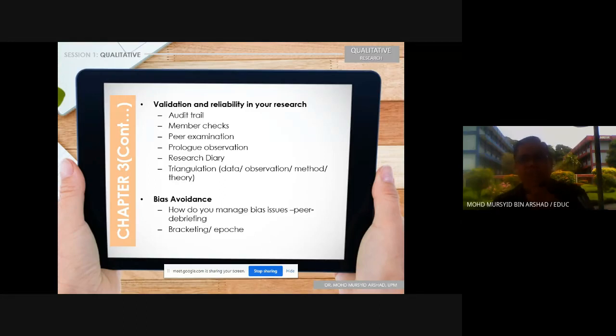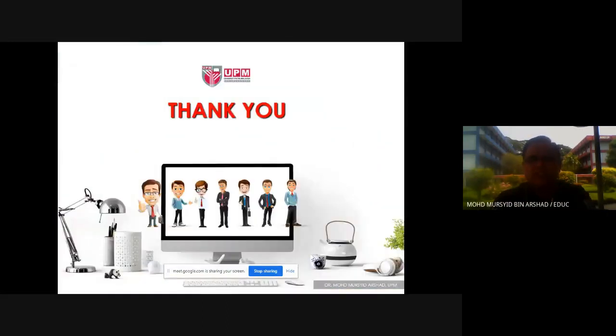Remember, in qualitative research, you want to open up the emic, not the etic. Emic is the informant's perspective. Etic is your perspective. We don't want etic. We want emic. So that's all about the sharing. If there are any questions about how we develop and how we write the qualitative research proposal, do you have any questions?